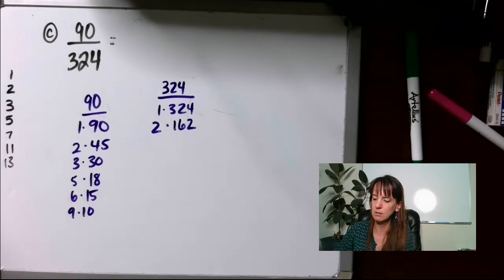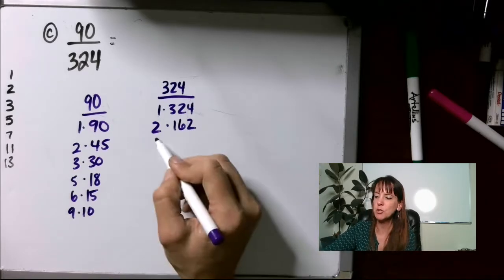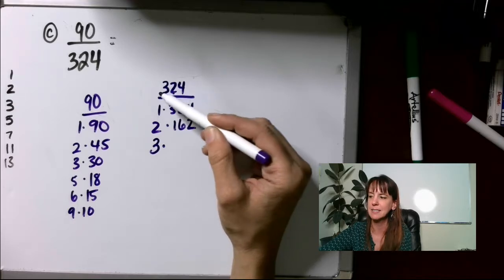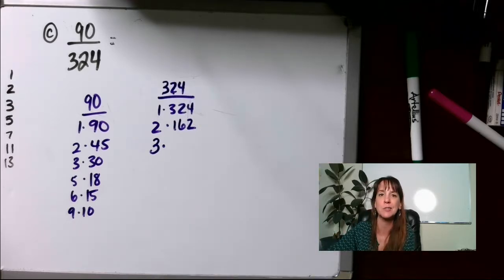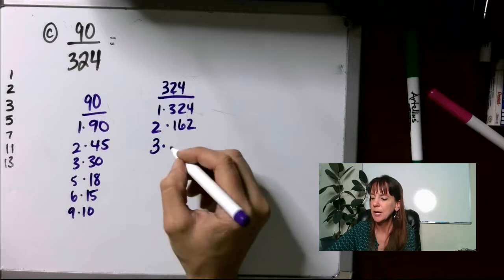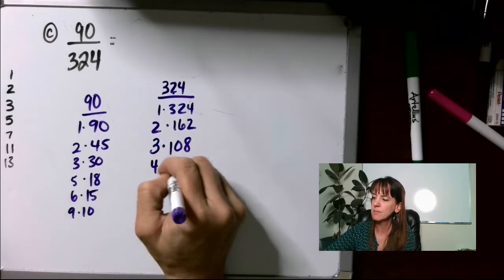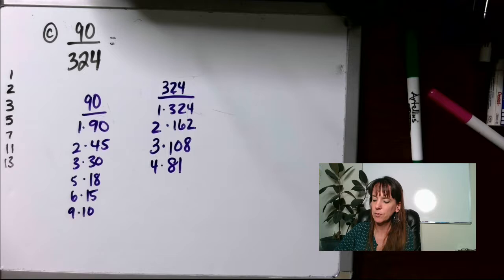Okay, so divided by 3. Oh, remember our trick for dividing? I wasn't sure if 3 went into this, but 4 plus 2 is 6, 7, 8, 9. So not only does 3 go into it, but 9 does too. 3 goes into it 108 times. 324 divided by 4 is 81. For finding these greatest common factors, guys, I'm totally okay if you want to use a calculator.